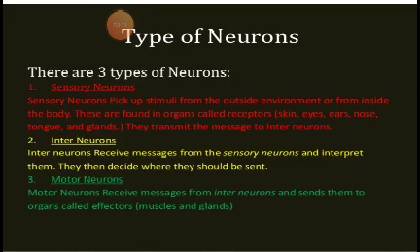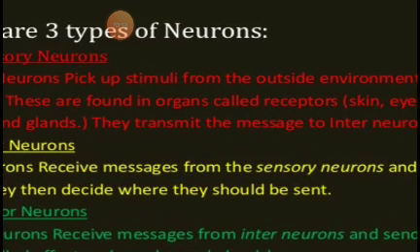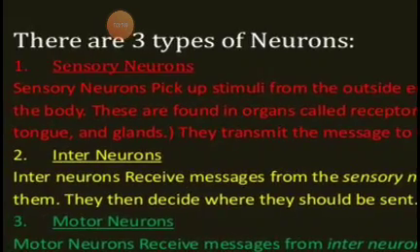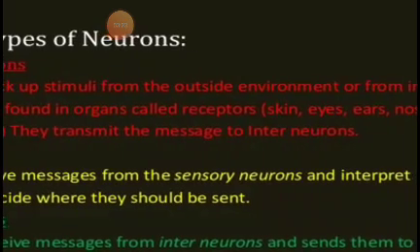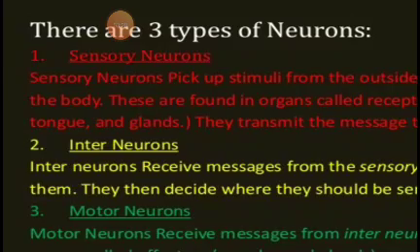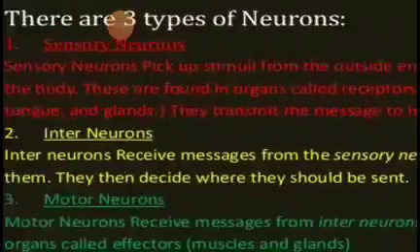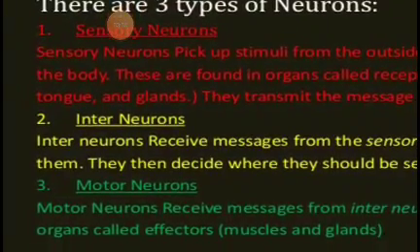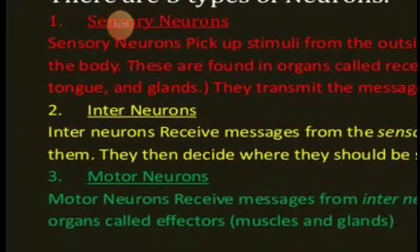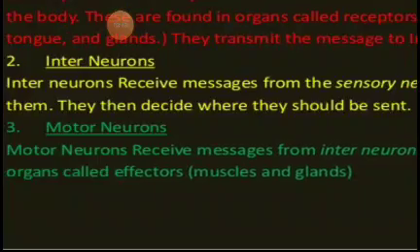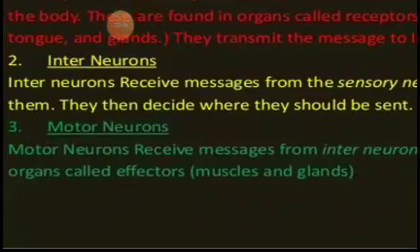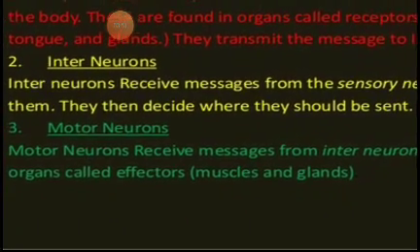There are three types of neurons. Sensory neurons pick up the stimuli from the outside environment or from inside the body. These are found in organs called receptors: skin, eyes, ears, nose, tongue and glands. They transmit the message to the interneuron. The interneuron receives the message from the sensory neuron and interprets it. Then it decides where to send it. Motor neurons receive messages from the interneuron and send them to organs called effectors, that is muscles and glands.